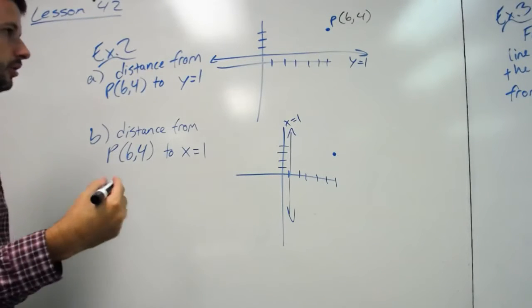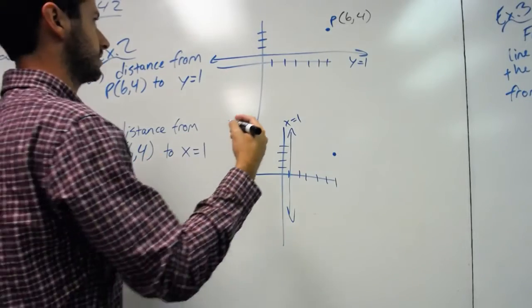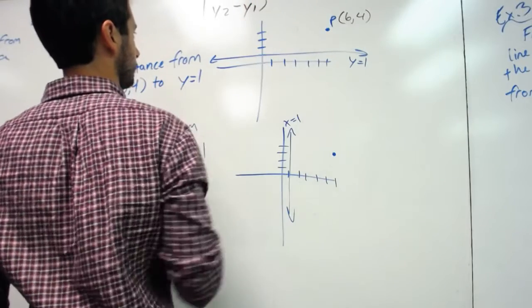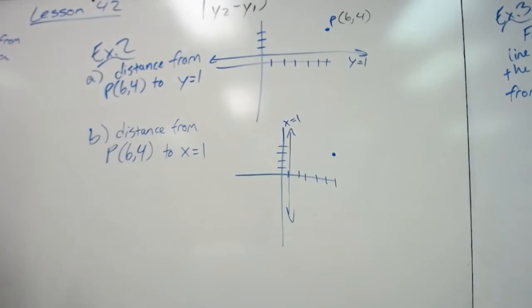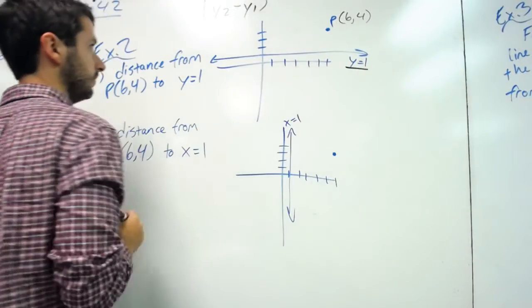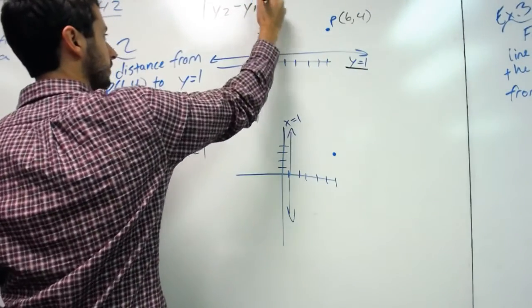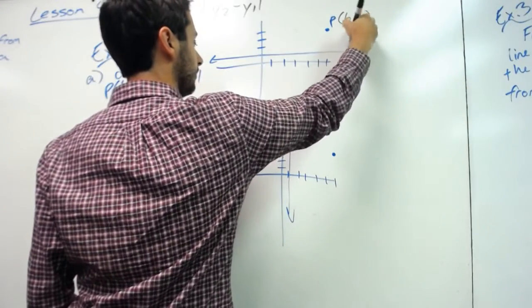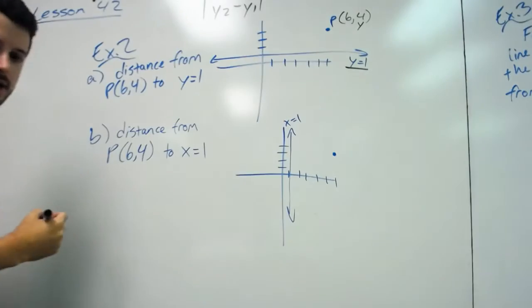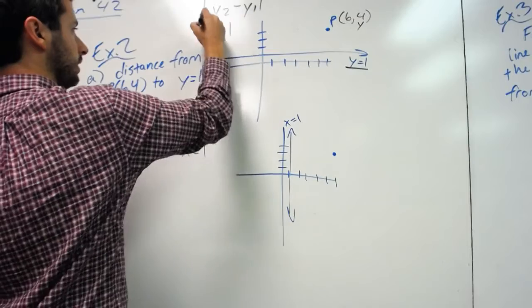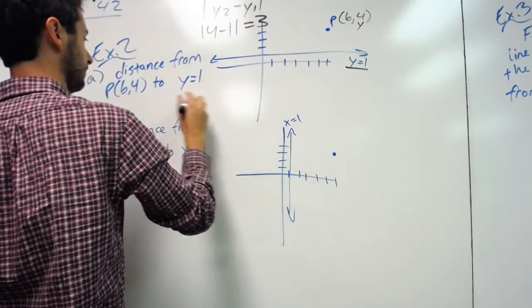Because all you have to do here to find the distance is do absolute values. And so our y, you may be wondering, what is your y here? Well, our y equals 1. And then our y here is 4. Doesn't matter which one is first. You can do 4 minus 1 absolute value and get 3, which will be your answer.